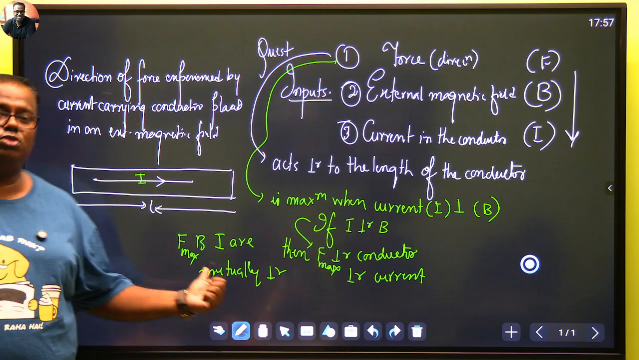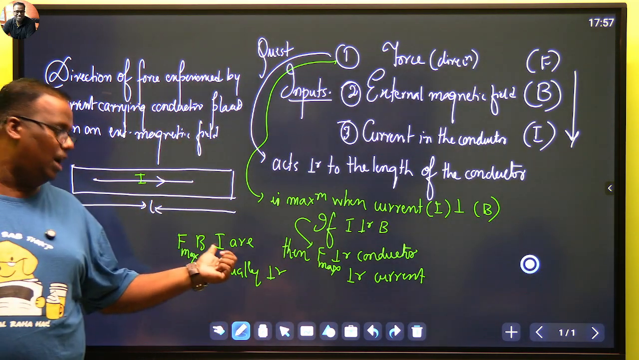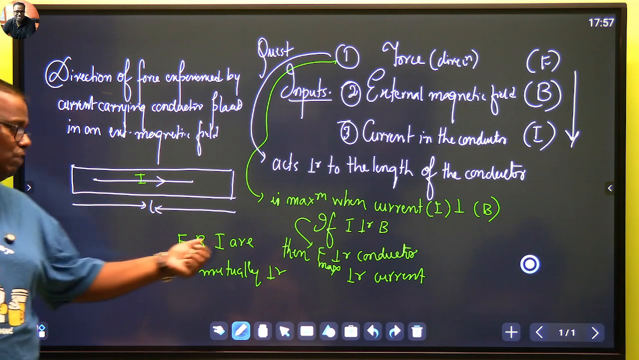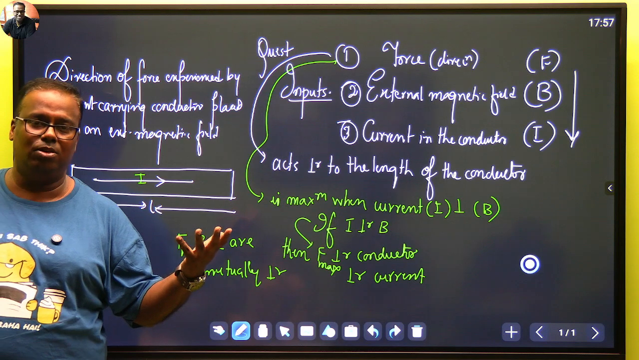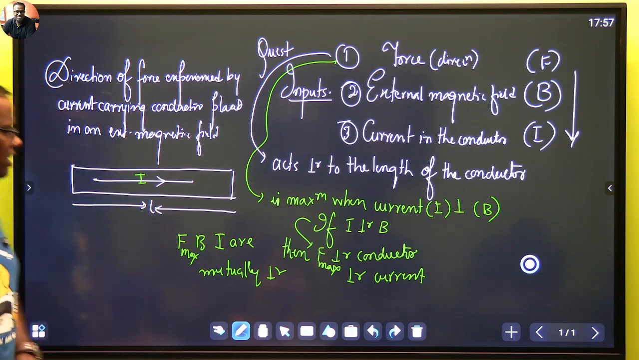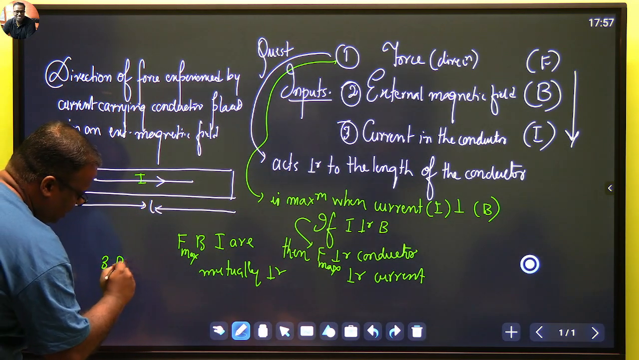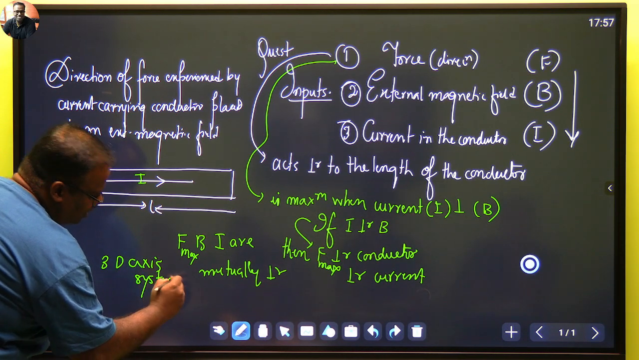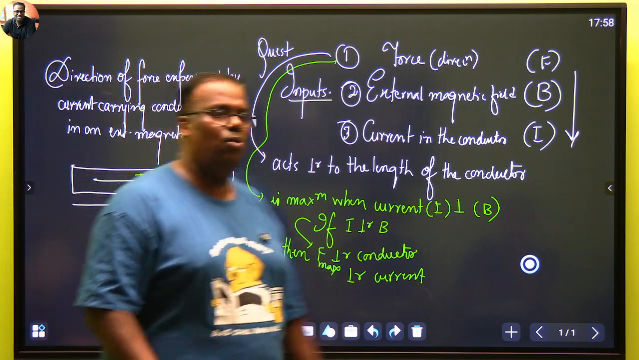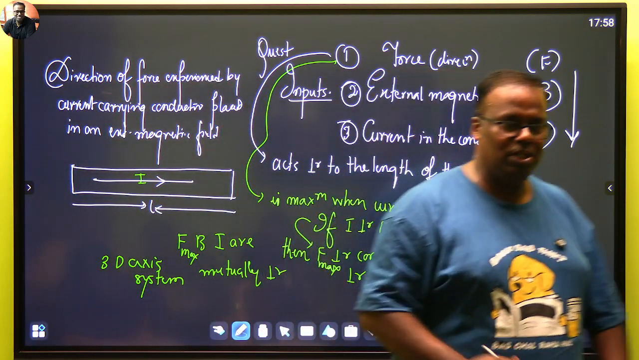If the force has to be max force, then B and I are perpendicular, and F is always perpendicular to I. That means they are all mutually perpendicular, and that can happen only in a 3D axis system. और बोलो तो और कोई system है where three things can be perpendicular to each other? No. Did you understand the beauty?